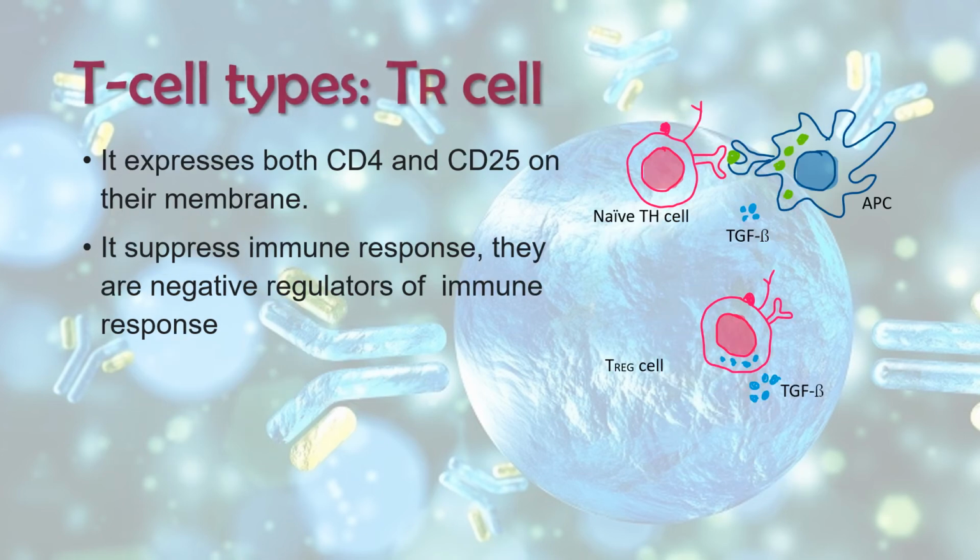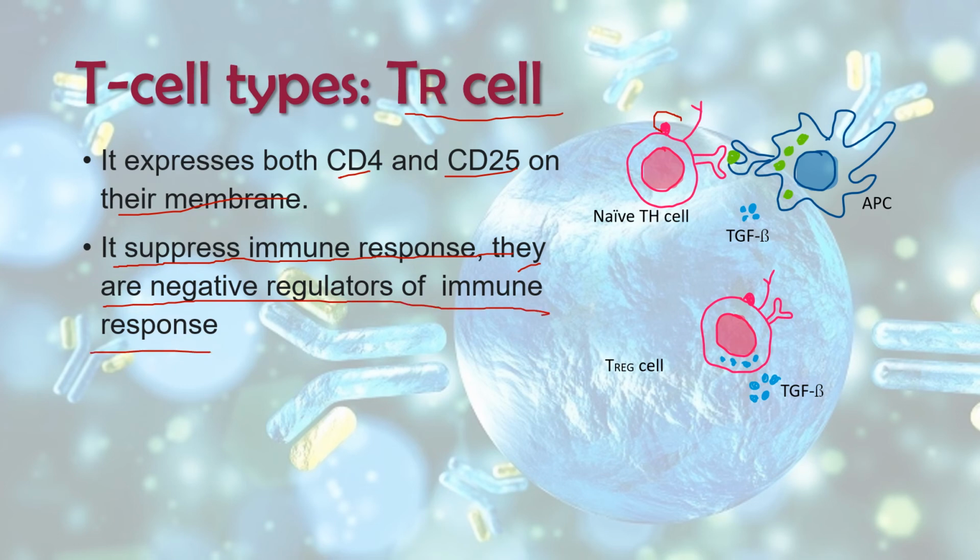Now there is another type of subpopulation of T cells which is known as T regulatory cell. This cell expresses both CD4 and CD25 on its membrane. So this is CD4 and CD25. Okay. What is the function of this T regulatory cell? As its name indicates, it regulates the immune responses. So basically it suppresses or regulates the immune responses, and they are negative regulators of immune responses.